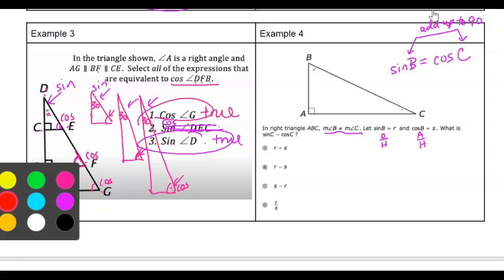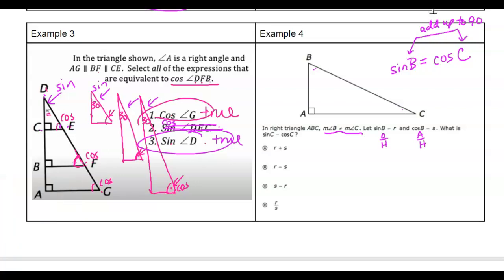So I know that the sine of b is r. So in this whole place, I'm going to put r, okay? And I know these have to add up to 90. So we've got r plus the cosine of c equals 90. Does that make sense?